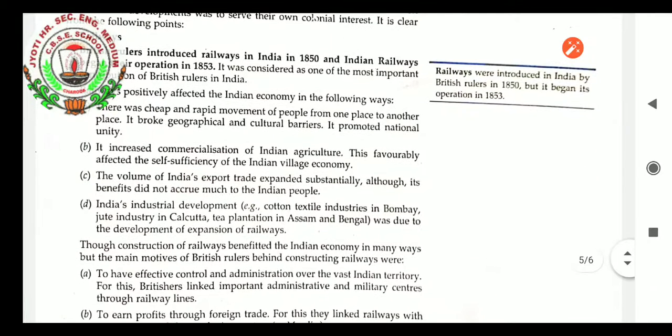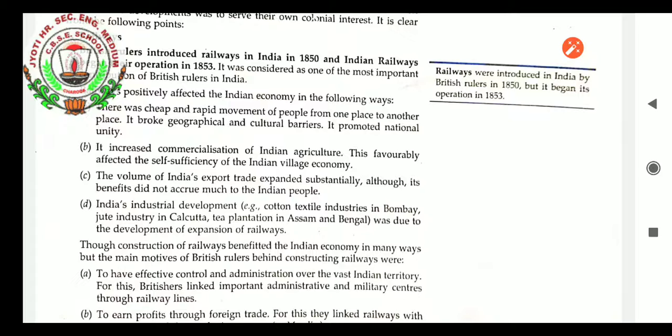Railways positively affected the Indian economy in the following ways. There was cheap and rapid movement of people from one place to another. It broke geographical and cultural barriers. It promoted national unity among other nations. It increased commercialization of Indian agriculture. Easily the Britishers could trade from one country to another, from one part of the country to another part of the country, through the way of railways. Now it became much easier.